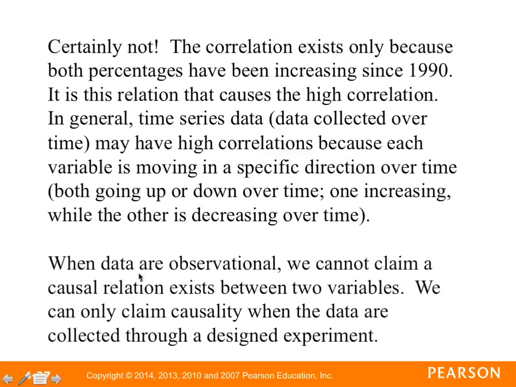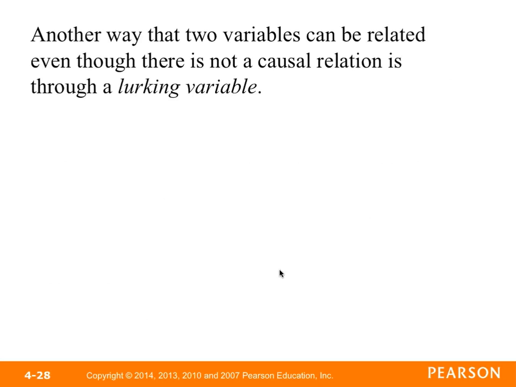So when data is observational, when you're looking at observational studies, you cannot claim a causal relationship exists between two variables. You can say that they're correlated, but we cannot actually say that one causes the other. You can only claim causality when the data are collected through some kind of designed experiment where you're able to control for all of the factors. Otherwise, there are too many lurking variables and issues with confounding that cause us to see things that are highly correlated but actually have no causal relationship.